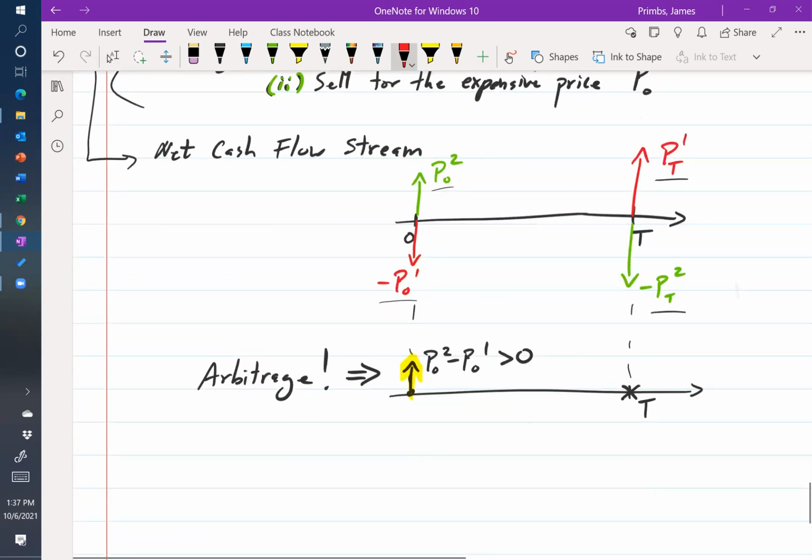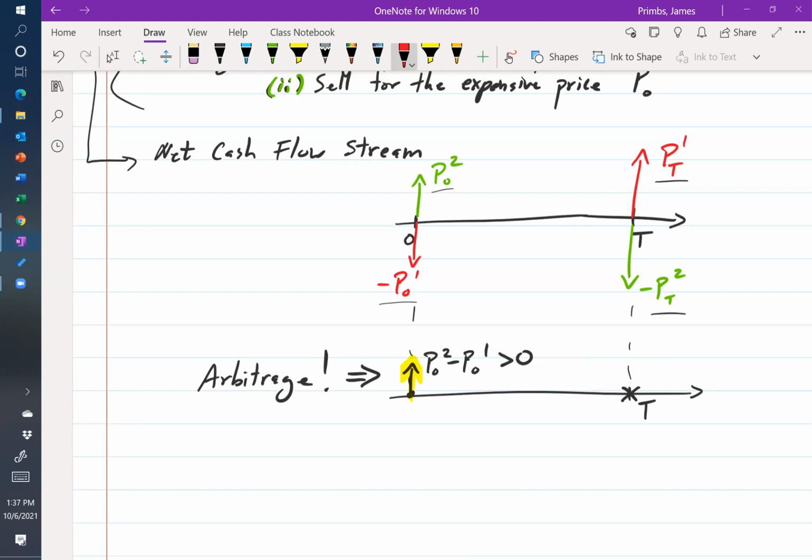And we showed that if you do that and you net out all your cash flows from that, you get an arbitrage. You end up in a situation where you make money, but you never, ever have to invest anything. You never have to use any of your own money. And that would be an arbitrage.